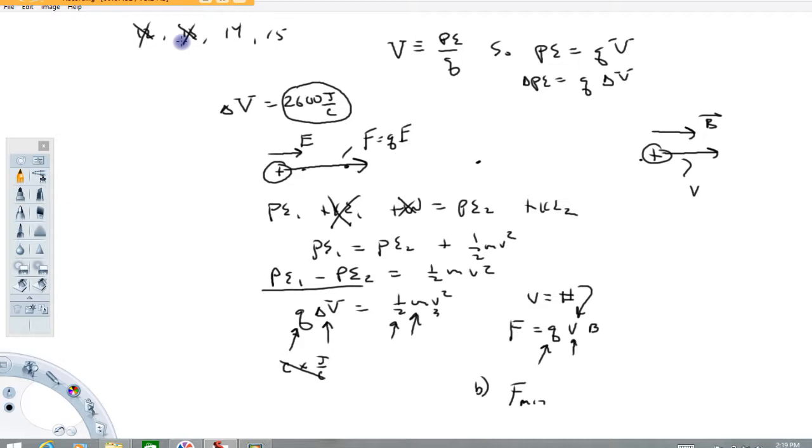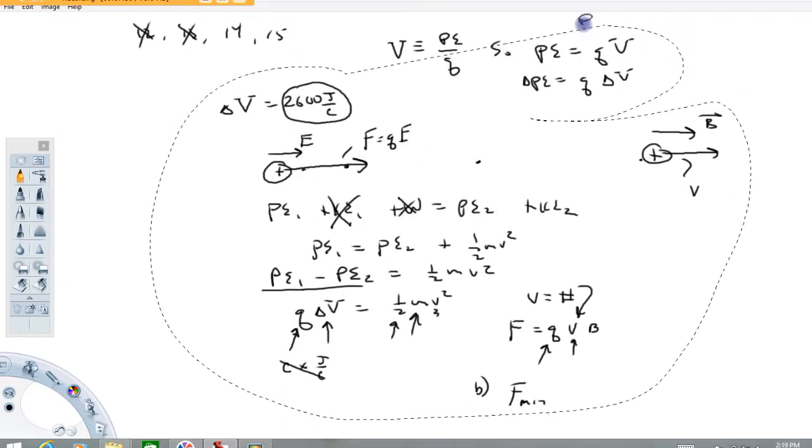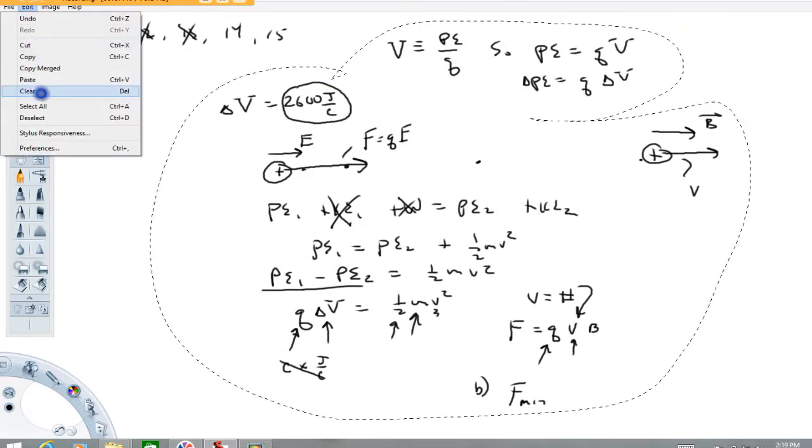All right, number 14. Get rid of this stuff. All right, it says a uniform magnetic field of 0.34 teslas is directed perpendicular to the plane of a rectangular loop. So what they mean is there's some sort of uniform field. I'm going to go ahead and draw my field this way. So these arrows are representing the magnetic field that they're talking about.